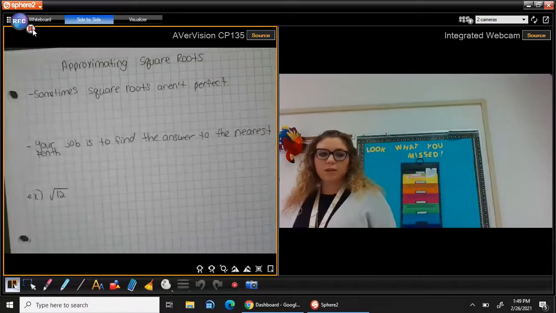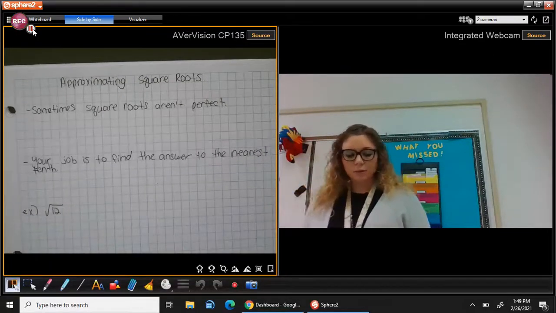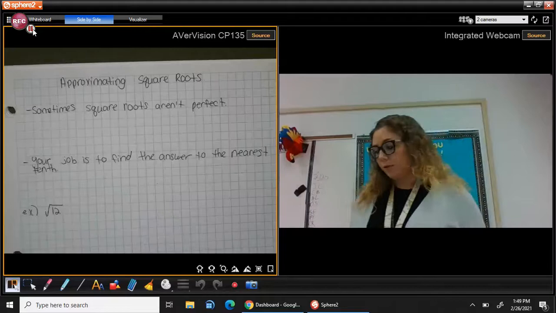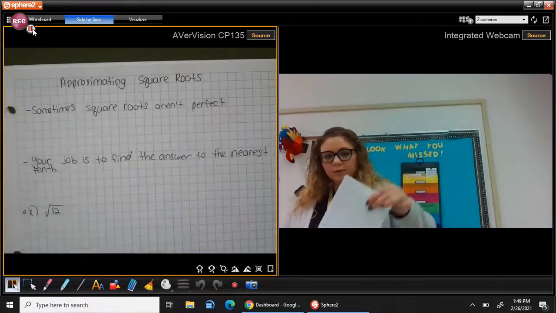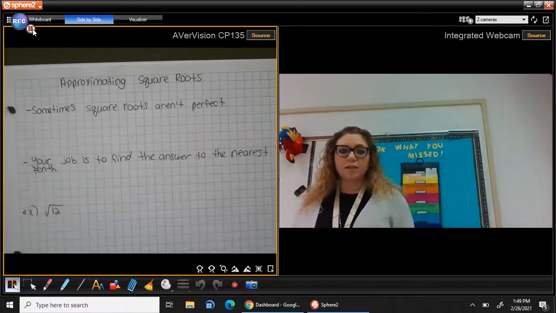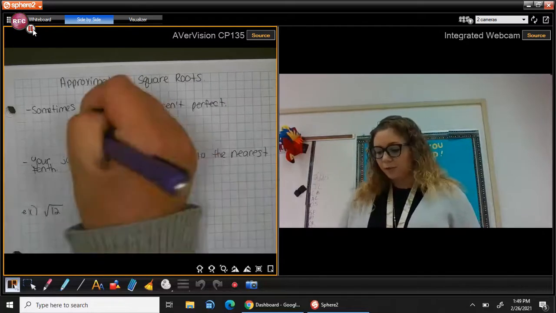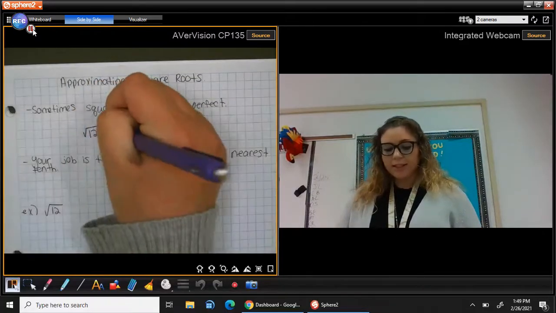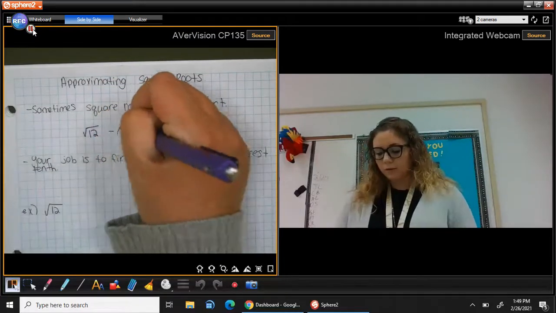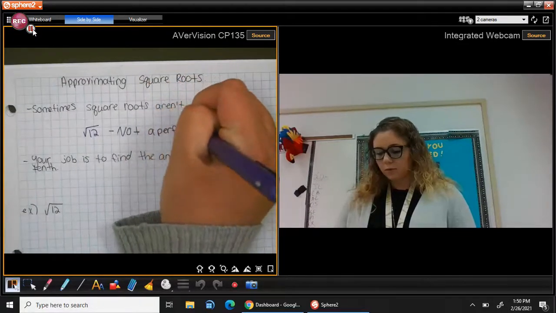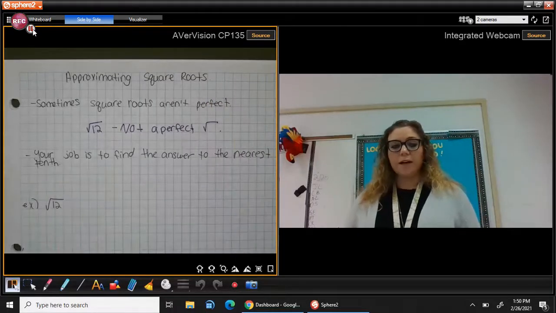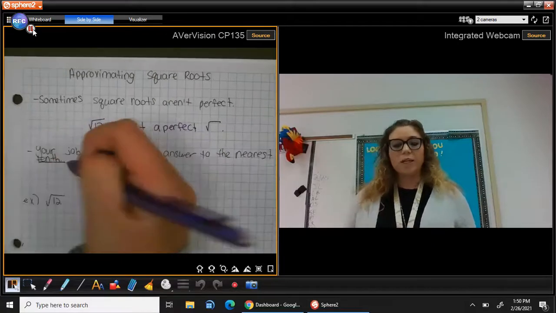But sometimes they want us to come up with a decimal. So now we're going to talk about approximating square roots. Sometimes square roots are not perfect. So if they're not on this list, they are not considered a perfect square root. You're going to end up with a decimal. So for example, the square root of 12, this is not a perfect square root. It is your job to find the answer to the nearest tenth, so one decimal place.